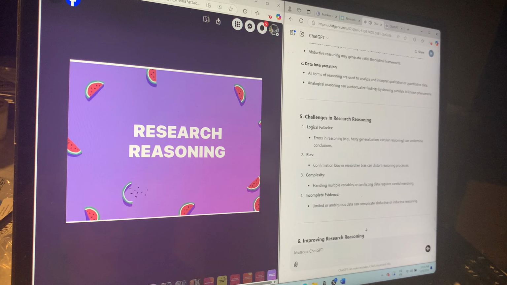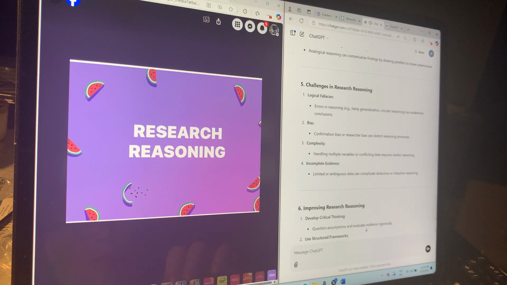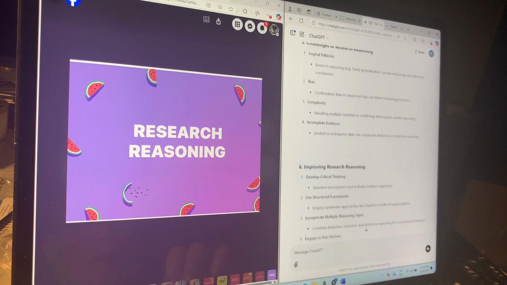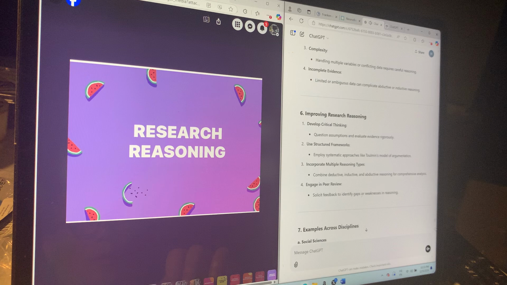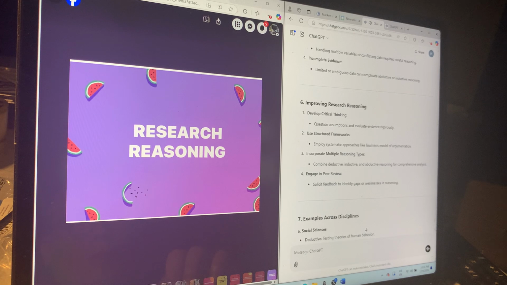6. Improving research reasoning. 1. Develop critical thinking. Question assumptions and evaluate evidence rigorously. 2. Use structured frameworks. Employ systematic approaches like Toulmin's model of argumentation. 3. Incorporate multiple reasoning types. Combine deductive, inductive, and abductive reasoning for comprehensive analysis. 4. Engage in peer review. Solicit feedback to identify gaps or weaknesses in reasoning.